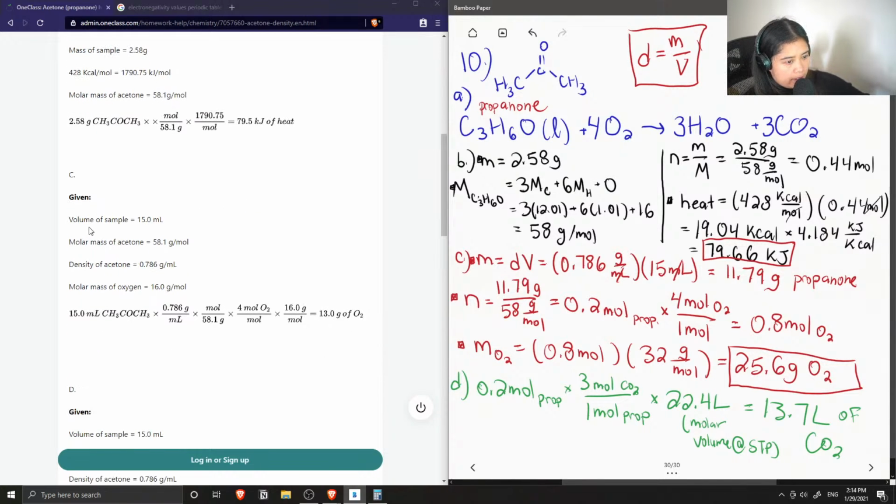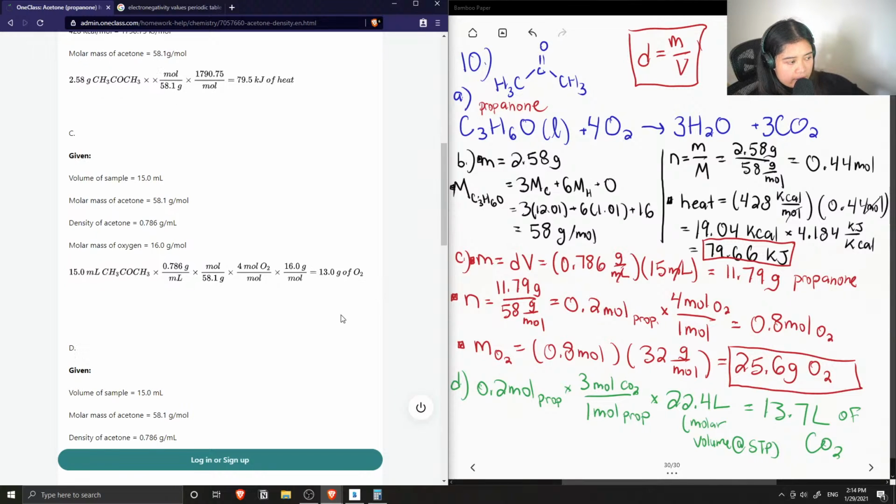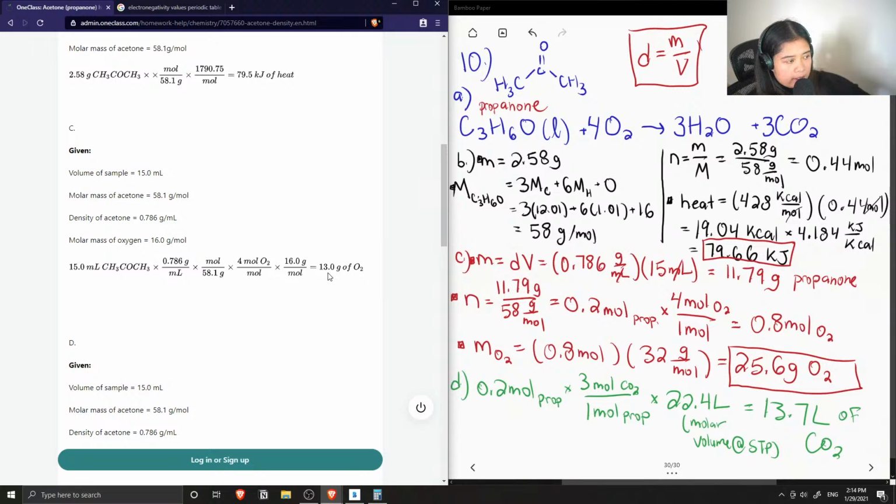For part C, they have the volume of the sample, the molar mass, and the density. But here they said that the molar mass of oxygen is 16 grams per mole. So they used 16 instead of 32, and they got 13 grams of O2. So it's pretty much the same as ours, except divided by 2. So I'm just going to take note that they could also use the molar mass of oxygen gas, which was O2.